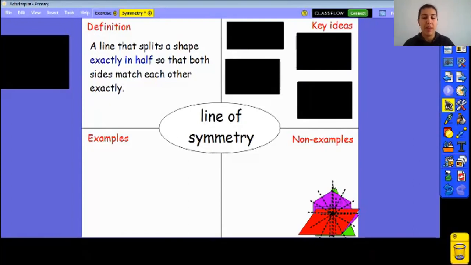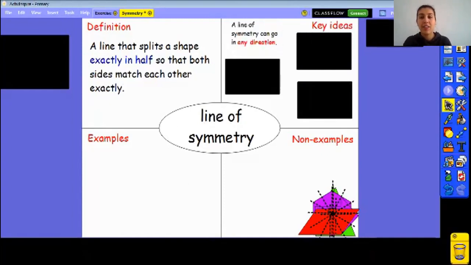So that's what we mean when we say a line of symmetry. A line of symmetry can go in any direction. They can go vertically, they can go horizontally, and they can go diagonally, as long as each half within that shape, when you fold it over or when you look at it in a mirror, they look exactly the same.